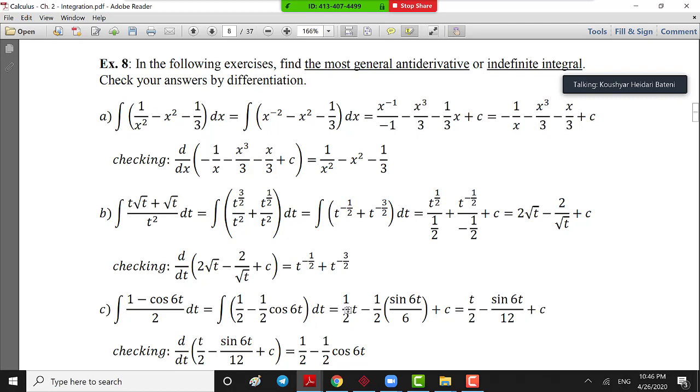Now, in example 8, it tells us in the following exercises, find the most general antiderivative or indefinite integral and check your answers by differentiation, right? Now, the indefinite integral of 1 over x^2 minus x^2 minus 1 over 3 would be what? Before being able to write the antiderivative for the integrand, we try to do some simplifications. Instead of 1 over x^2, we write x to the minus 2 so that we can use the power law, and we leave the rest as they are.